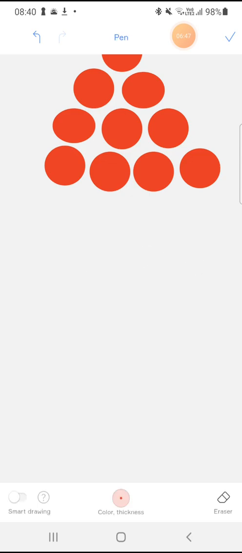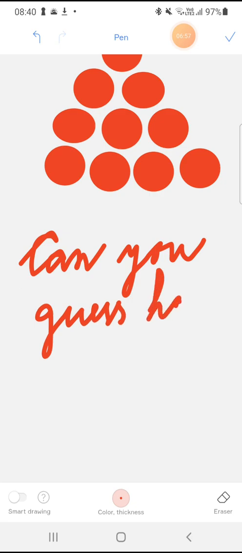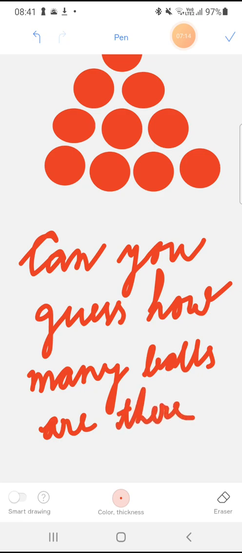Let me write down the question again. Can you guess how many balls are there? So all these are orange balls, so I have written the question for you also in orange color. Okay. How many balls are there in the picture?